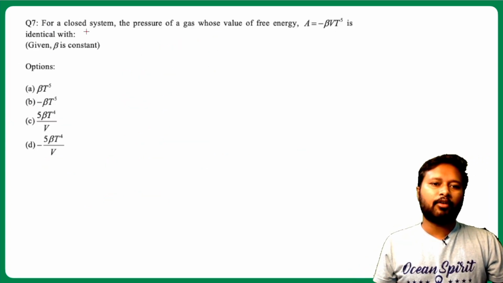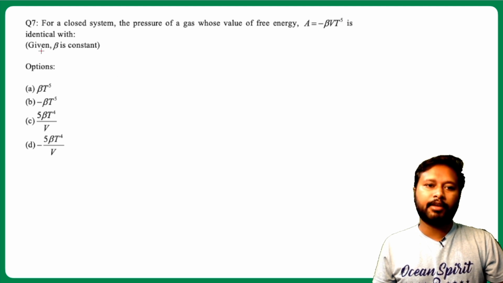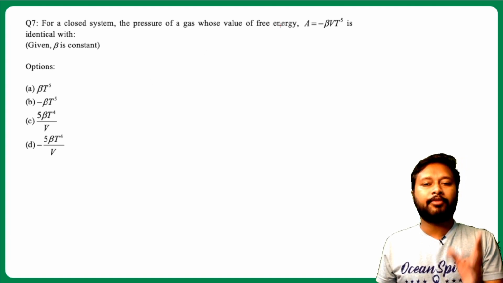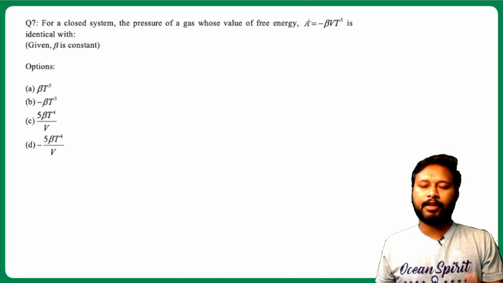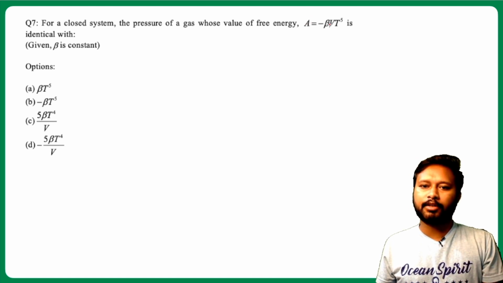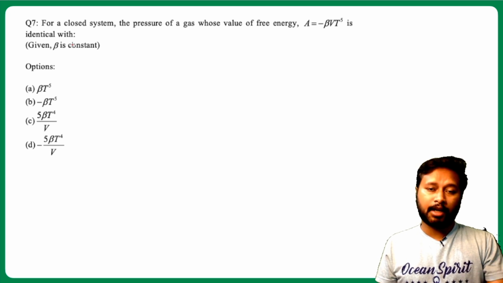All right, it says that for a closed system, the pressure of the gas whose value of free energy A is minus beta V t to the power 5 is identical with, okay. So for a closed system, they have given the pressure of the gas whose free energy, you have seen Gibbs free energy, and this one is Helmholtz free energy, that is minus beta V t to the power 5, to which it is identical, where beta is some constant. So let's try to solve it quickly and see how we can approach it.